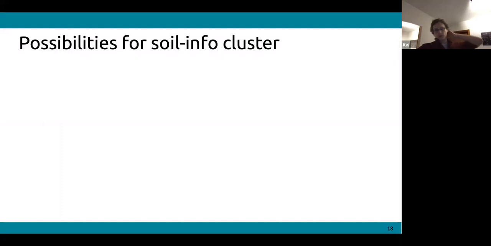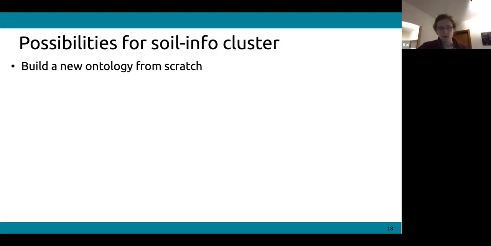So, okay, all that being said, I can talk more about that later. That was very high level, but I don't want to go too over time. So just some basic ideas or possibilities for the soil informatics cluster.